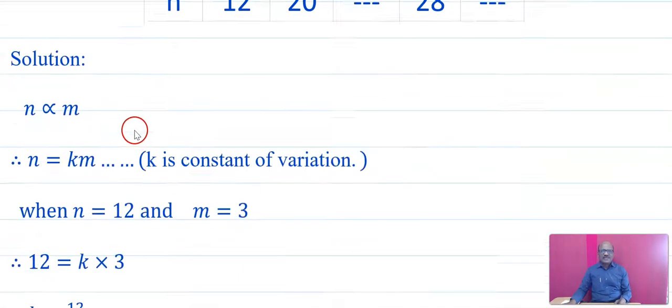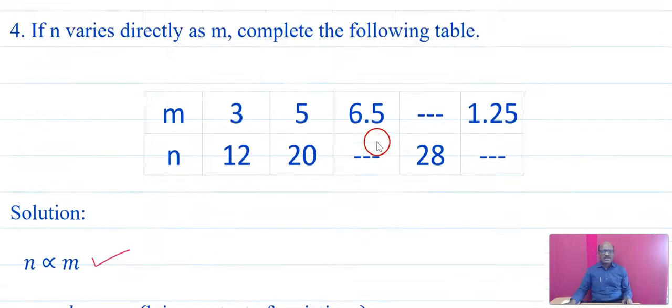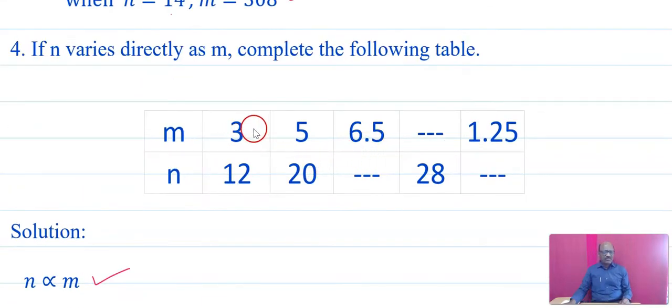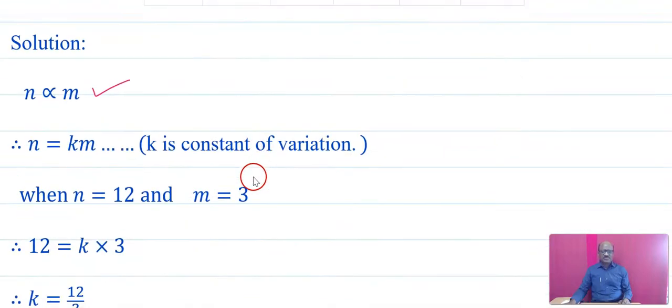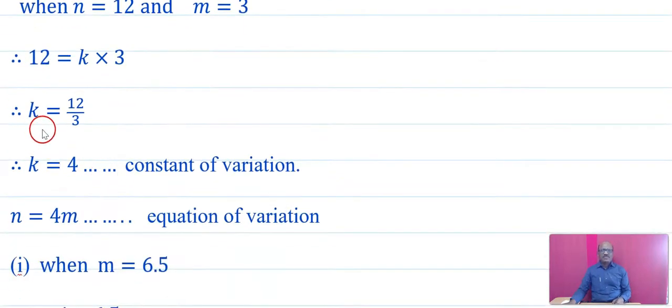That is, n is directly proportional to m. This is the statement. Therefore, n is equal to km, where k is a constant of variation. Now, firstly, we are given that when m is 3 and n is 12. Substitute the values, n is 12 and m is 3. Then you will get 12 is equal to k into 3. Therefore, k is equal to 12 upon 3, and hence k is equal to 4.